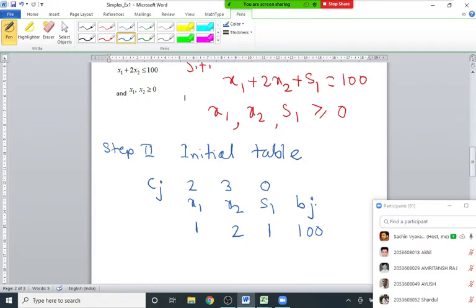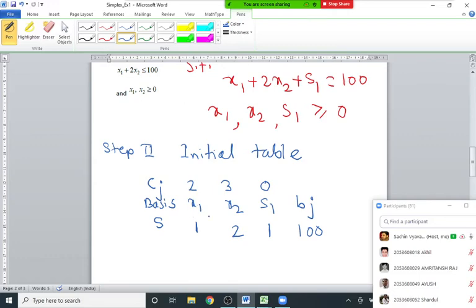After that, the word basis comes. Basis is a word that you have to write, and it is nothing but the variables which form the identity matrix in the constraint. Right now there is only one constraint, so x1 also forms the identity matrix, and s1 also forms it, because it is one number only. But generally, slack variables are always the basis. You can take x1 also as a basis.